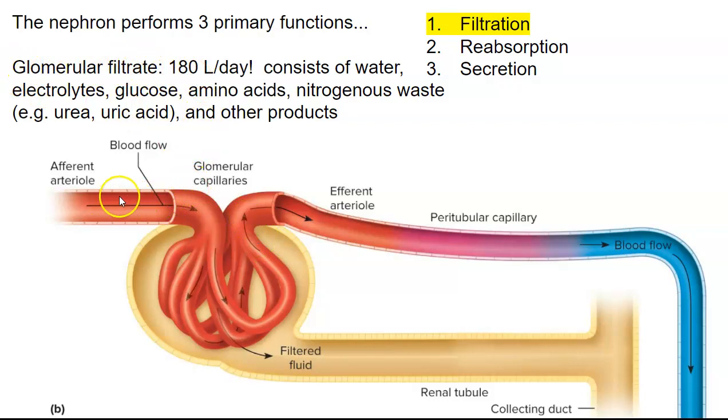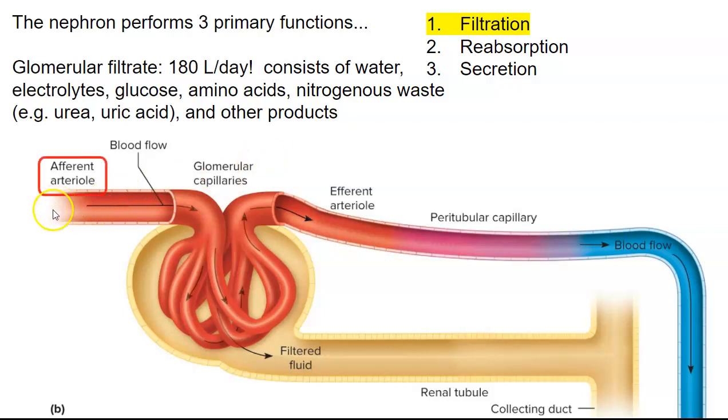The filtrate, remember, is what's being filtered from the blood plasma. That consists mostly of water, electrolytes like sodium, potassium, calcium, magnesium, chloride ions, bicarbonate ions, sulfate, phosphate, stuff like that. Glucose or sugar, amino acids, nitrogenous waste like urea and uric acid, and then other products, pharmaceuticals, and maybe some small proteins, things like that. So let's look at what that might look like.